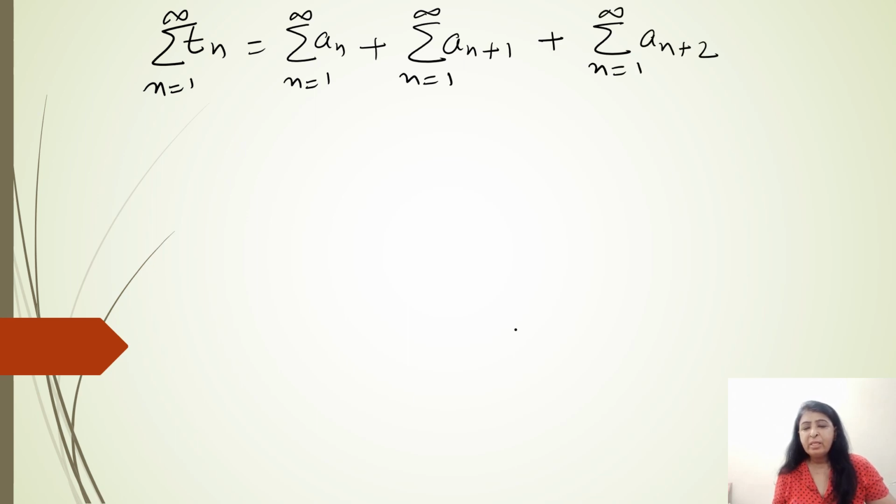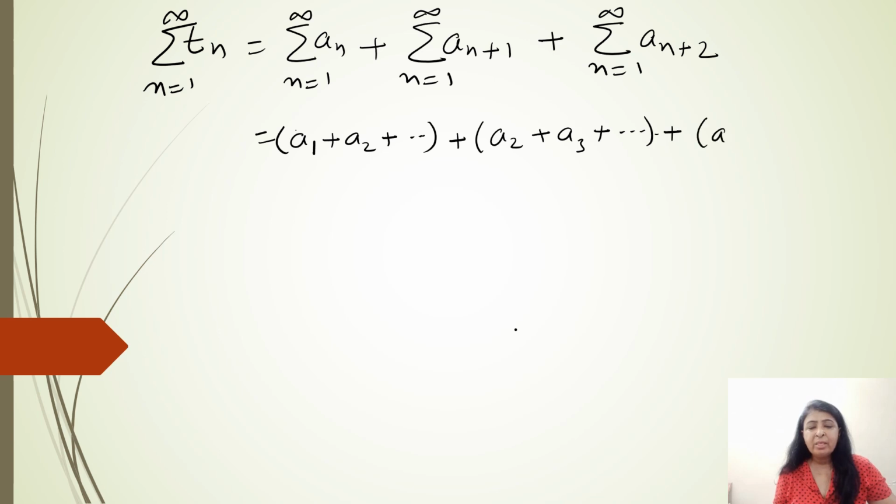So when we expand it, what are we getting? From the first term we get this series. Then you have a2 plus a3 and so on. Then you have a3 plus a4 and so on. So now sigma an is S, or we write this as a1 plus a2 and so on.